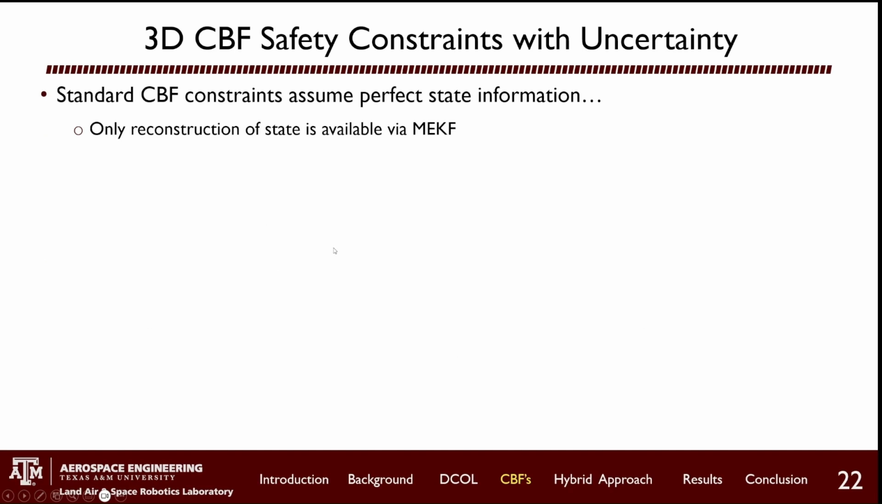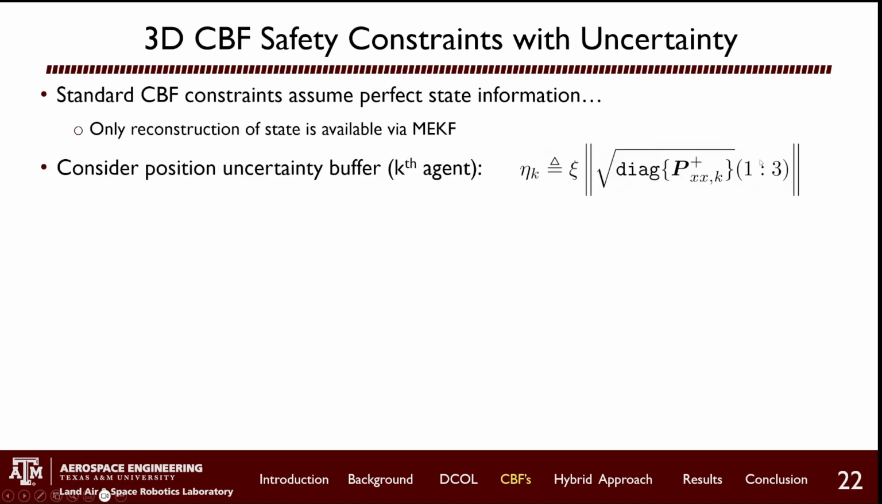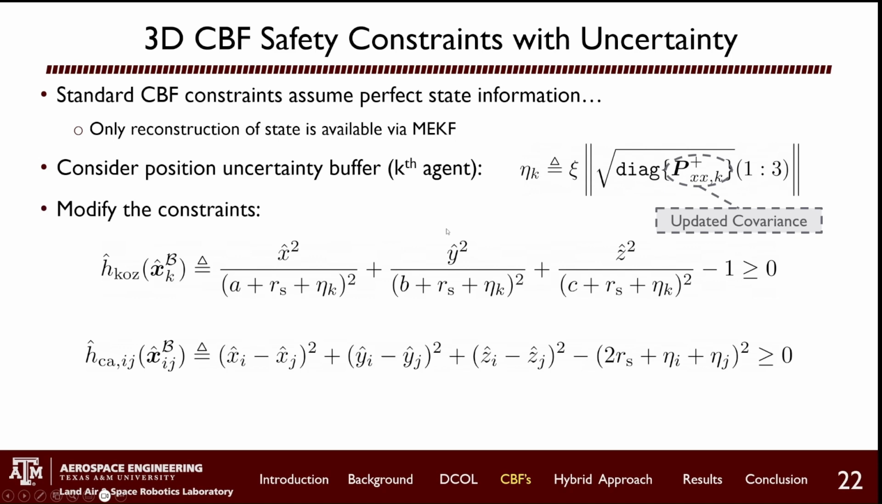So standard CBFs often assume perfect state information, but obviously, as Deep mentioned earlier, we can only use reconstructions of our state via the multiplicative extended Kalman filter. So we wanted to address this kind of uncertainty by considering an additional buffer per agent. So we have this eta term, which is proportional to the covariance in the position space, and we modify the constraints according to this uncertainty buffer. Essentially, you can think of it as increasing the radius of the sphere by this buffer amount, and we simply have to modify the constraints that we saw earlier with this extra eta term per agent.